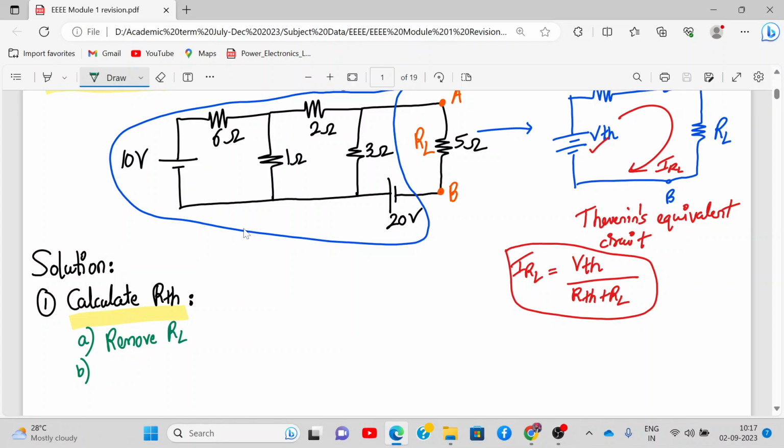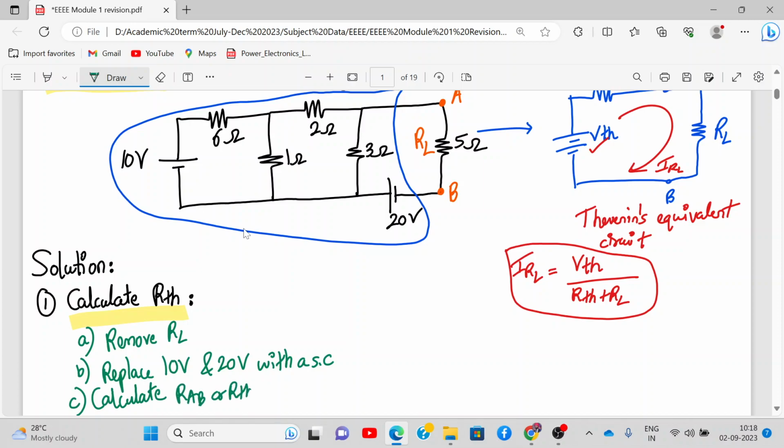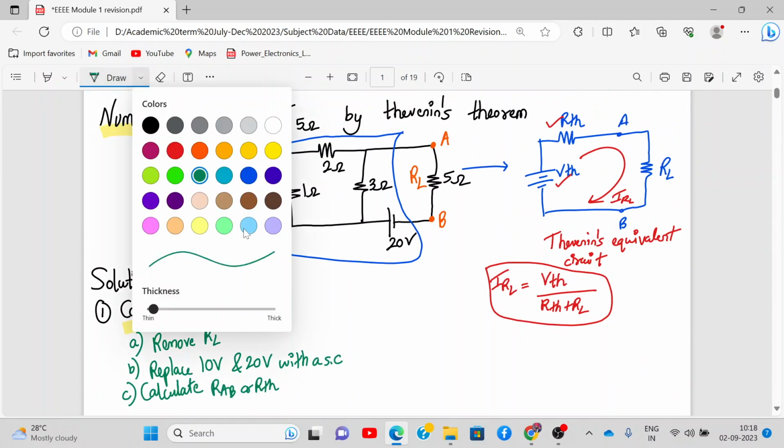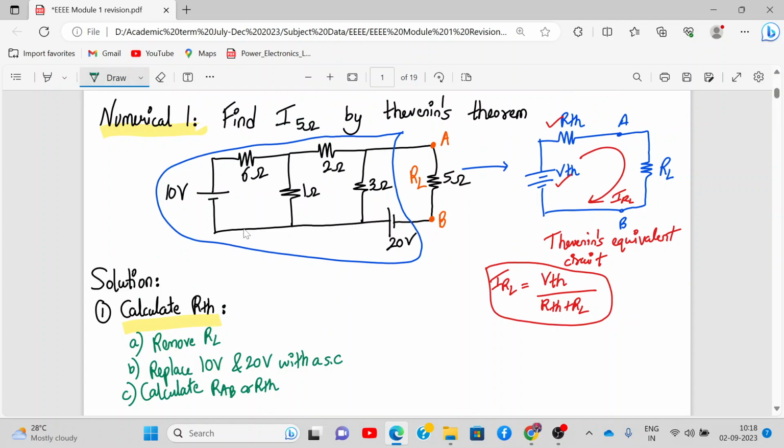So we remove RL. What is the procedure? And we replace 10 volt voltage source and 20 volt voltage source with a short circuit. Yes or no? That's what the procedure is. And then we calculate resistance between A and B terminal. So that is RAB or RTH. Now this is my circuit, right? Now let me draw the circuit for RTH. How do we do it? Wherever you see a voltage source, replace it by a short circuit, like this, and draw the resistors as it is.